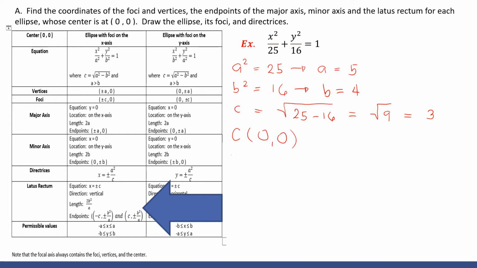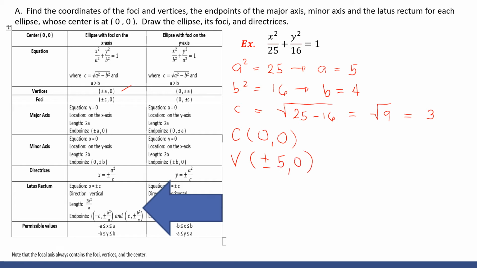And then our vertices, what are the vertices? We have plus minus. By the way, anong pattern ang ating titingnan? Dahil nauna yung a squared or 25 is under x squared term, ibig sabihin, ang ating susundan ay yung ellipse with foci on the x-axis. Okay? At dahil doon, paano natin malalaman ang kanyang vertices? Susundan natin itong plus minus a, 0. And then, a while ago, we found out na ang value ng a ay 5. Kaya naman, we have plus minus 5, 0.